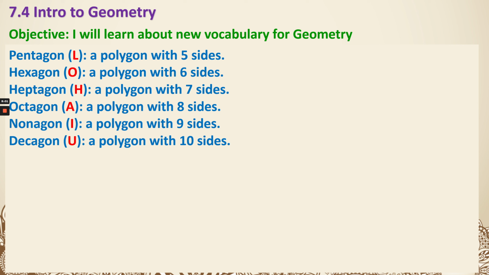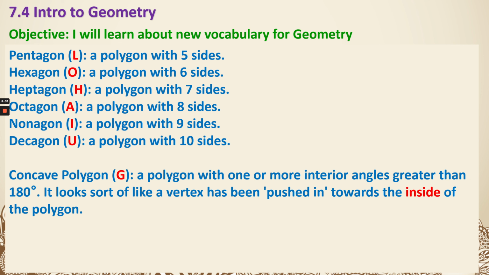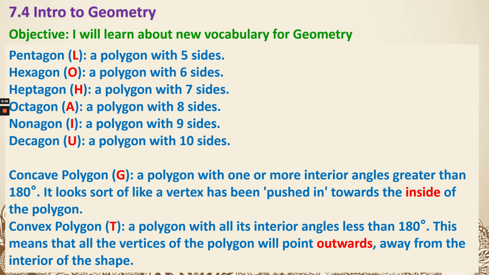Now the last two definitions, concave and convex. We kind of need to talk about them together. They're both going to be referring to polygons, and we're going to talk about the interior angles. When interior angles are actually greater than 180 degrees, it's going to be called concave. And you can see the word cave. It's kind of like caving in.